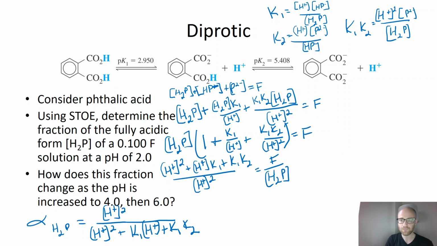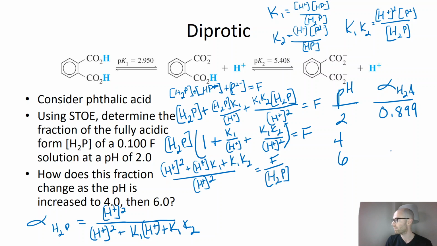Which does happen. Just to write it over here, at a pH of 2, 4, and 6, the fraction ends up being 0.899, so almost all. Yes, that does work. At a pH of 4, if you plug in, you should get 0.079. So going from pH of 2 to pH of 4, you go from 90% of the solution to 8% of the solution. And then for pH of 6, it's 0.000182, which is almost 0.